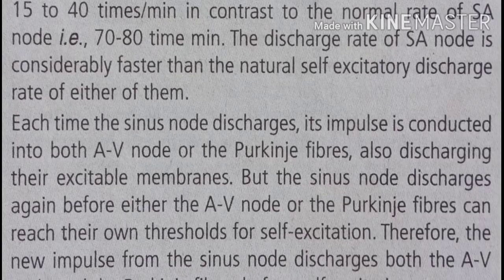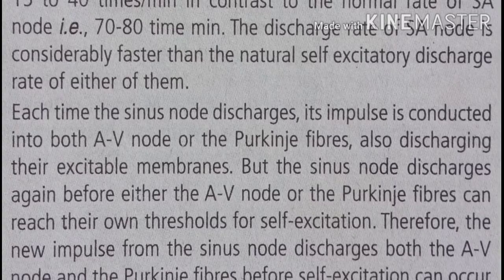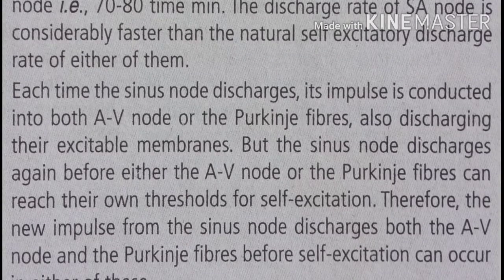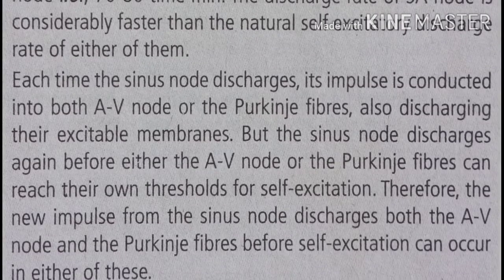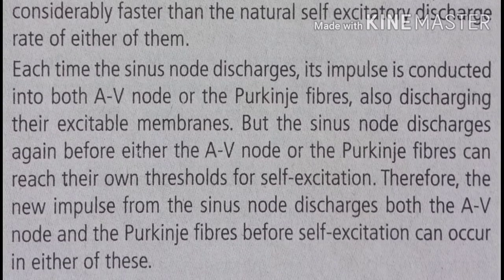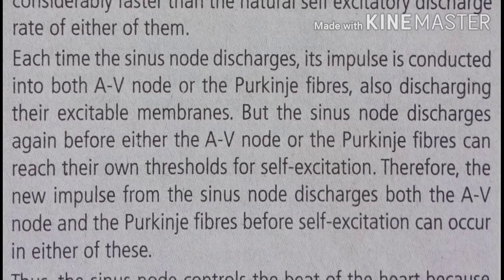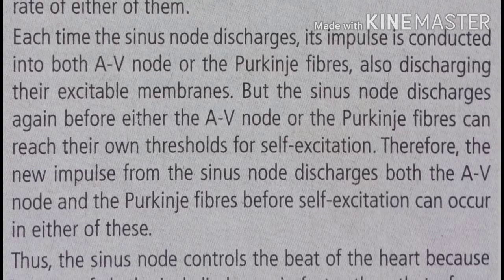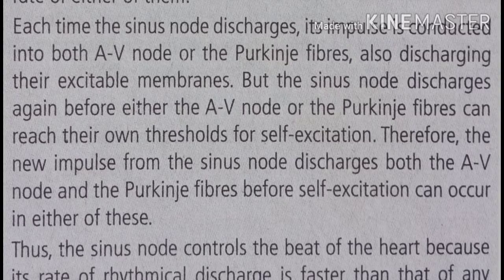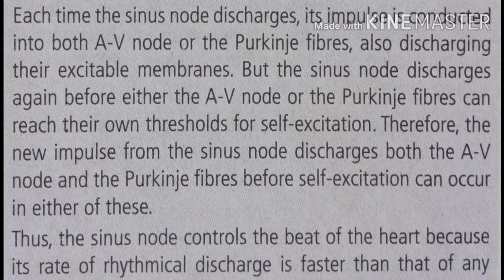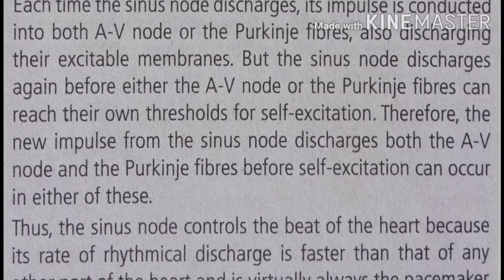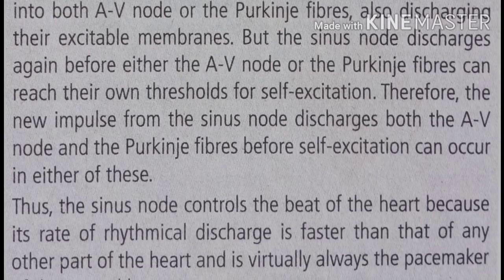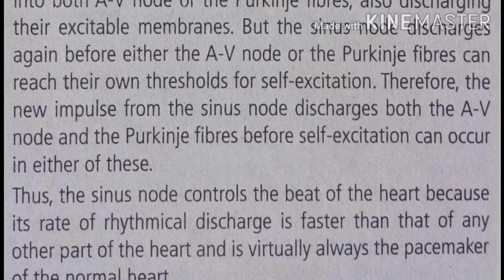Each time the sinus node discharges, its impulse is conducted into both the AV node and Purkinje fibers, also discharging their excitable membranes. But the sinus node discharges again before either the AV node or the Purkinje fibers can reach their own threshold for self-excitation. Therefore, the new impulse from the sinus node discharges both the AV node and the Purkinje fibers before self-excitation can occur in either of those. Thus, the sinus node controls the beat of the heart because its rate of rhythmical discharge is faster than that of any other part of the heart, and is virtually always the pacemaker of the normal heart.